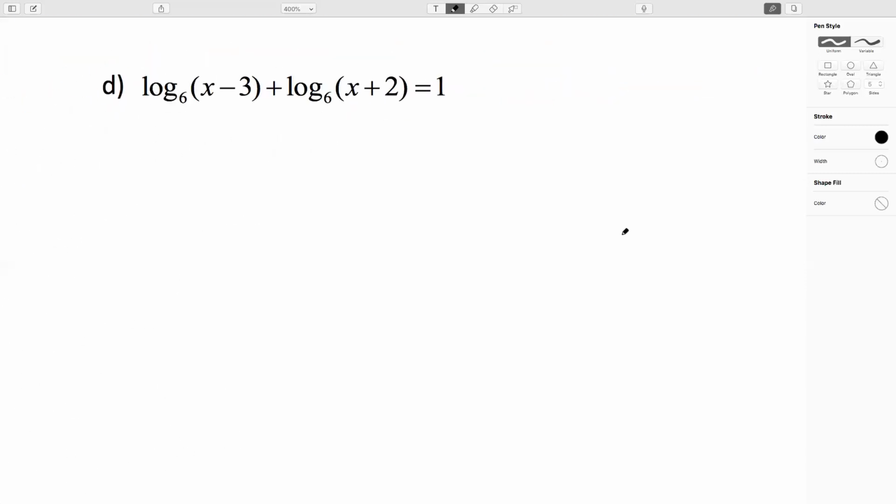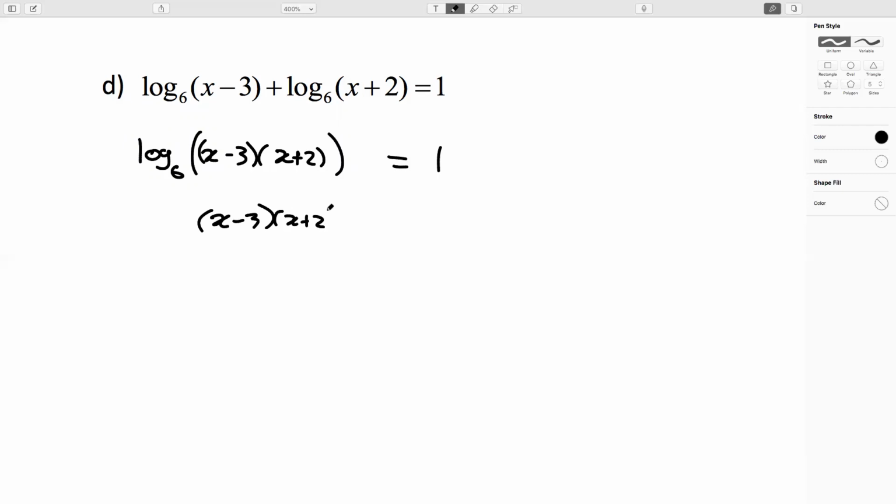We're going to use the same kind of process to solve this. We've got two logs, they're the same base, we can join them. So we join them using the product rule. We can write this as log base 6 of x minus 3 times x plus 2 equals 1. And then I could expand these brackets out. I could do it now or I could do it later. I'm just going to leave them for now and write this in exponential form. So 6 to the power 1 has to equal the argument. X minus 3 times x plus 2 has to equal 6 to the 1.